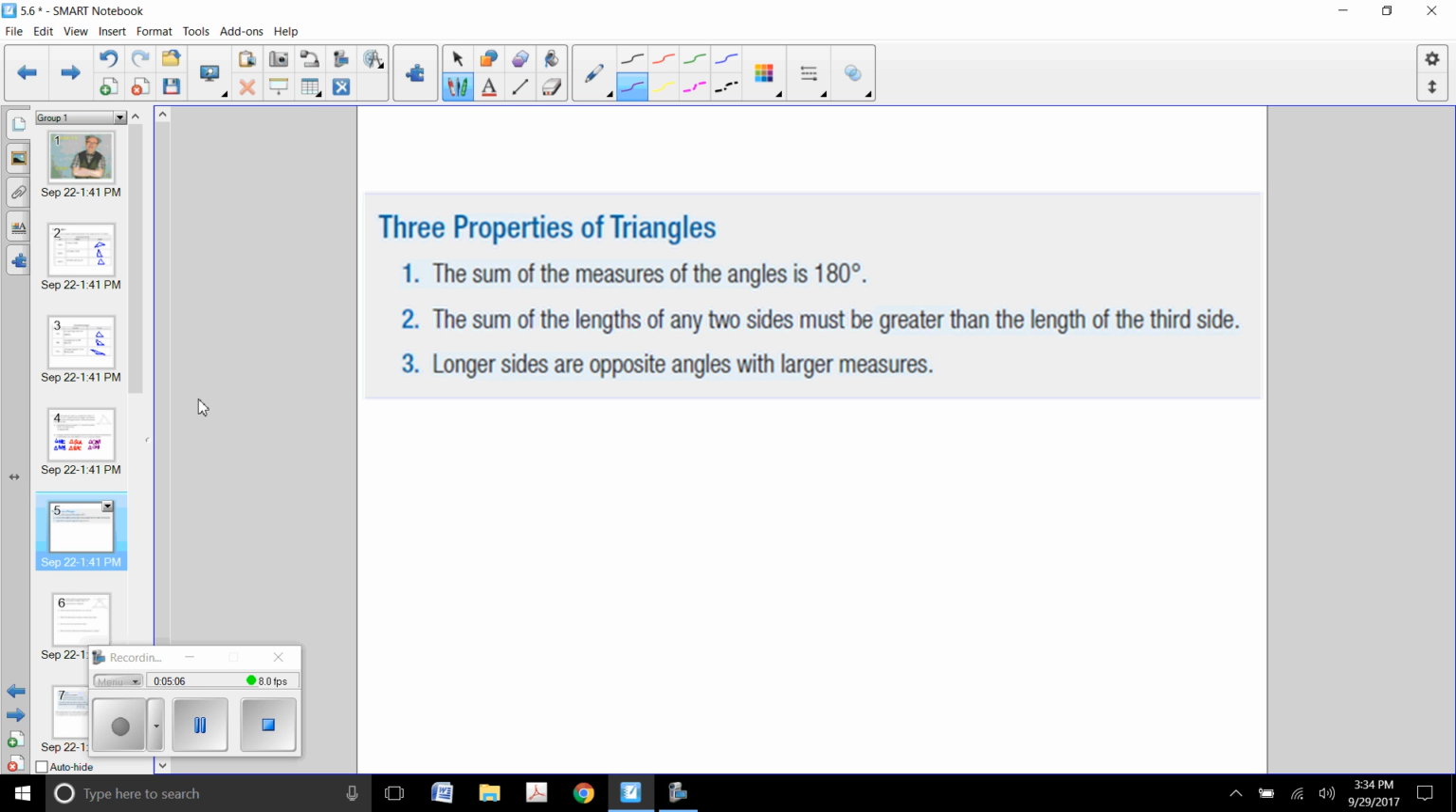Now we're going to look at a couple things that are true of all triangles. The measure of all the angles added together, or the sum, is 180 degrees. We'll prove that in a minute. Another property is the sum of the lengths of any two sides must be greater than the length of the third side. And then the third is the longer sides are opposite angles with larger measures.